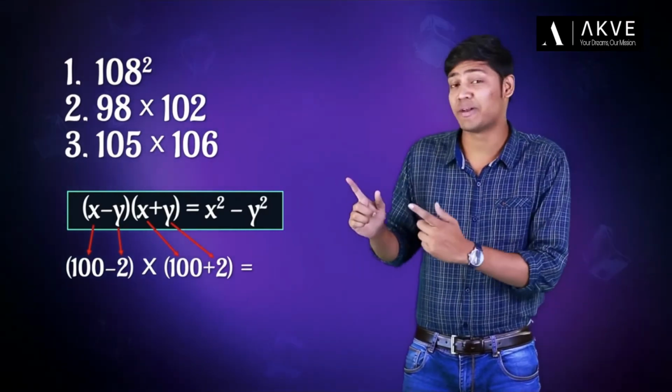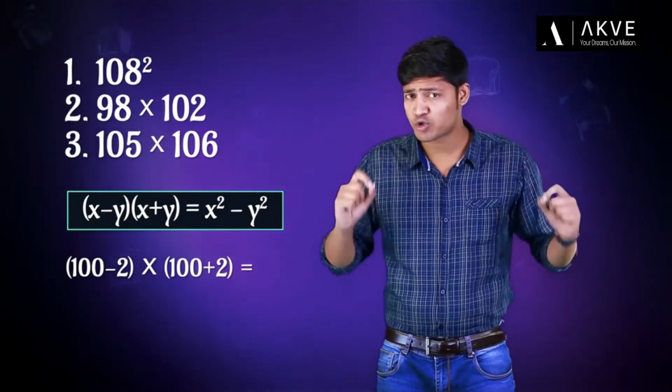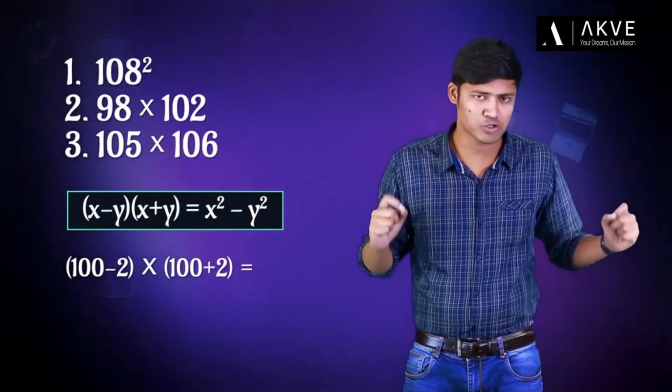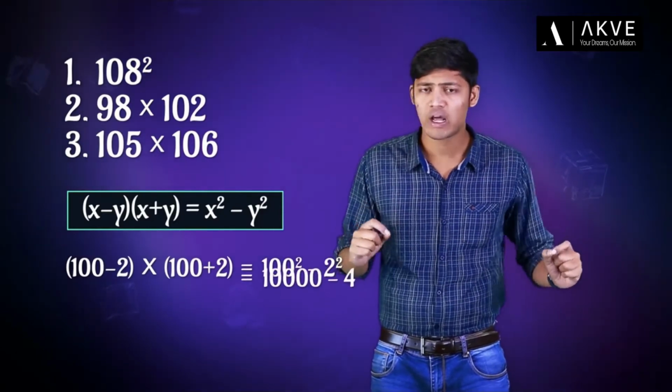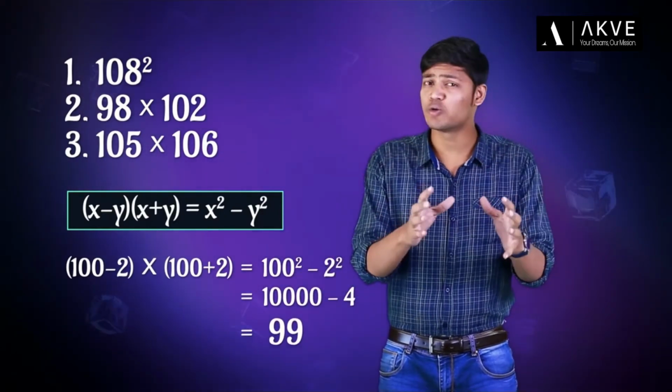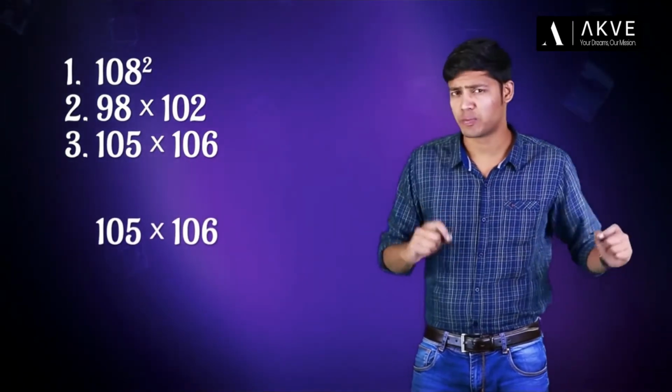Now, their multiplication is very easy from the identity. So, (100 − 2)(100 + 2) will be equal to 100² − 2², which is nothing but 9,996. Now, here is the third problem.